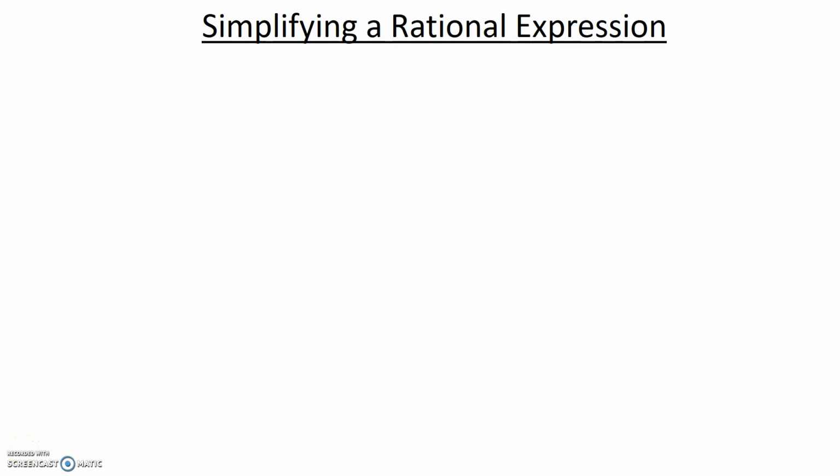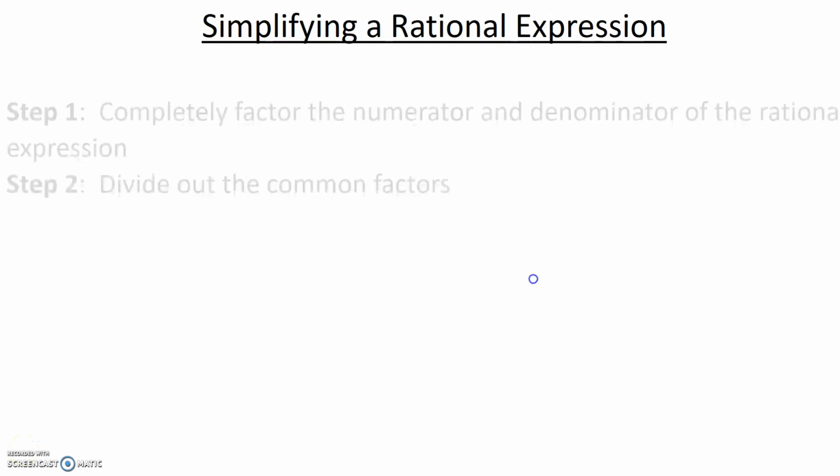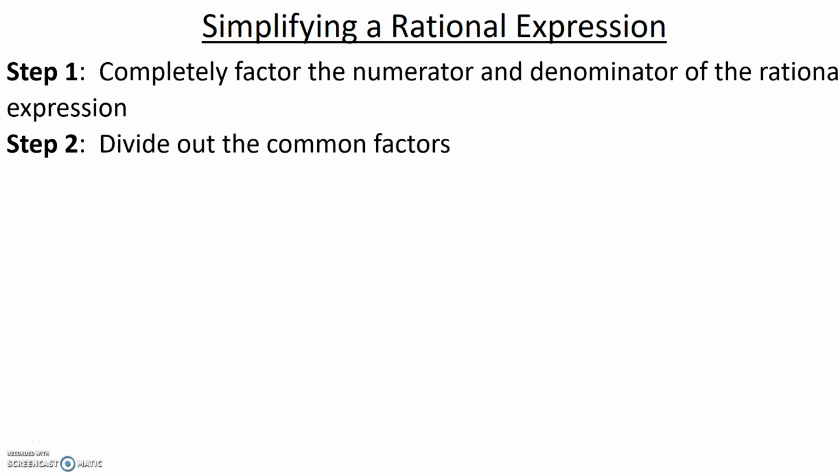In this video, we will talk about simplifying a rational expression. The first step is to completely factor the numerator and denominator of the rational expression. Step 2, divide out the common factors. Here's an example. Let's simplify the rational expression 3x minus 12 over 5x minus 20.